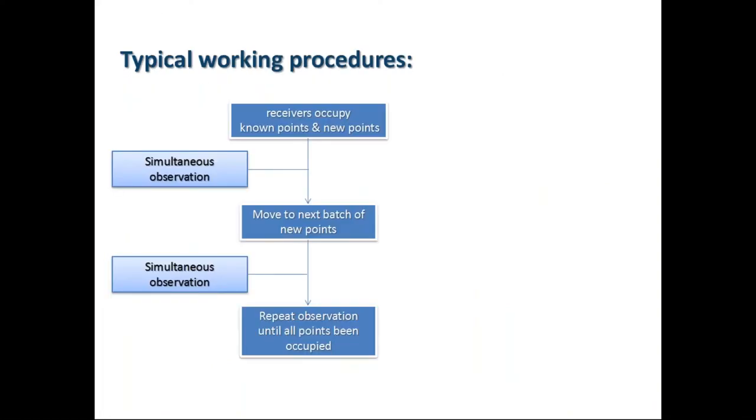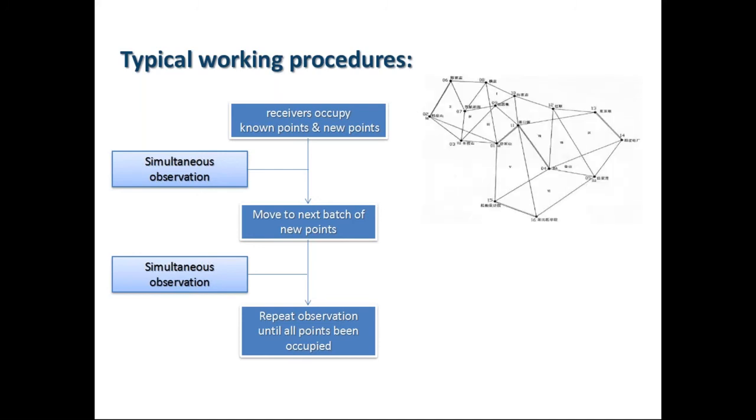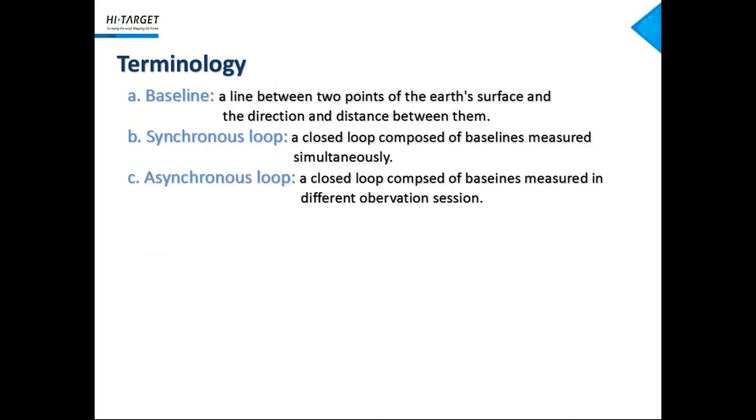In practice, there are always a lot of points that need to be measured, but normally we do not have as many receivers as are required to do simultaneous observation. So we just occupy them by batch, and doing so, we have some points with simultaneous observation and some points not. And so here we got two terms, synchronous loop and asynchronous loop. Actually, they are all composed of baselines, and the difference is whether these baselines are produced at the same time.